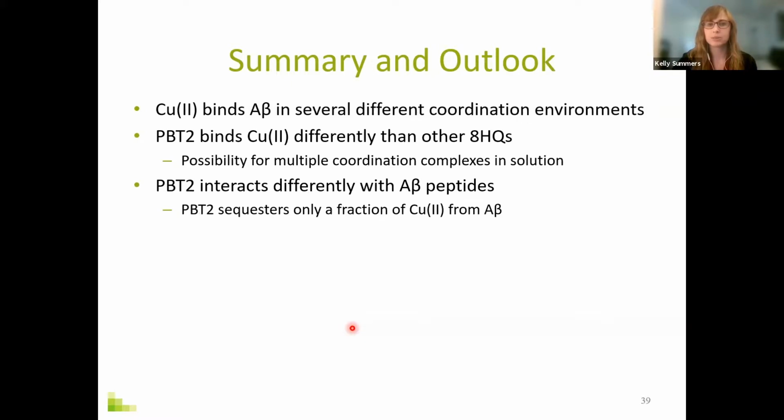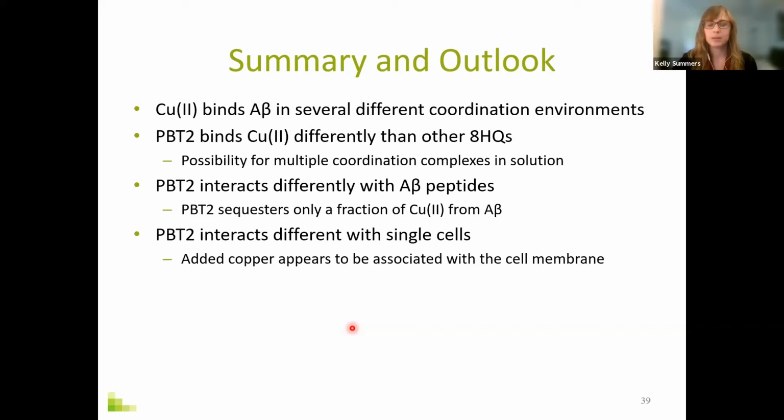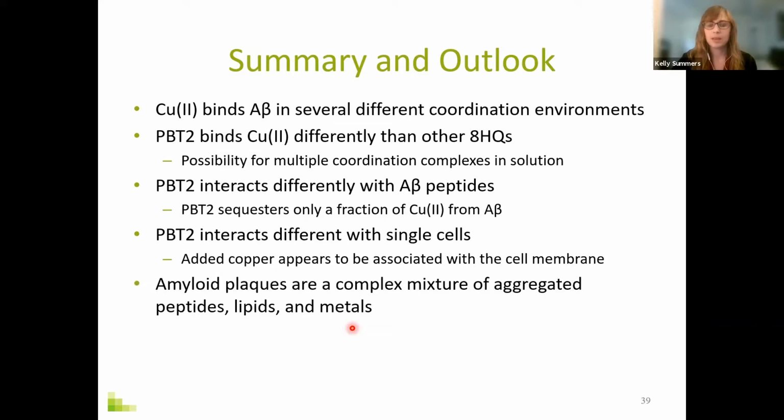PBT2 interacts differently with the amyloid beta peptide. PBT2 only sequesters a fraction of copper-2 from amyloid beta in comparison to other 8-hydroxyquinolines. And PBT2 interacts differently with single cells, so that the added copper appears to be associated with the cell membrane. And amyloid plaques appear to be a complex mixture of aggregated peptides, lipids, and metals.